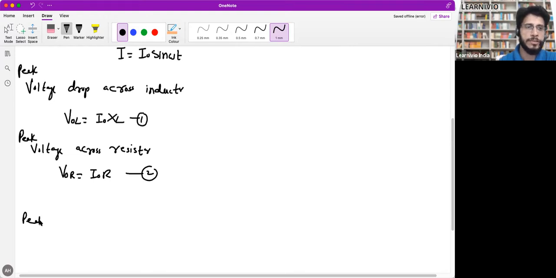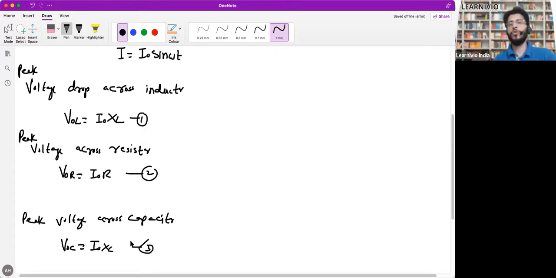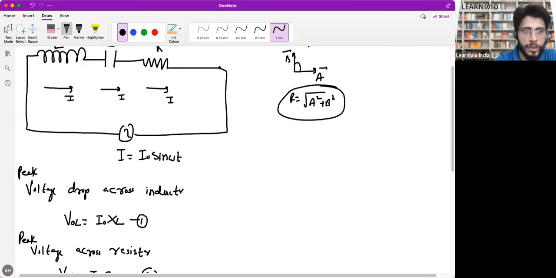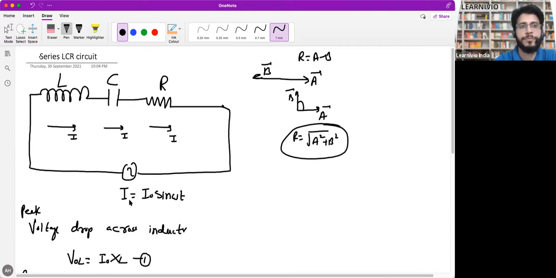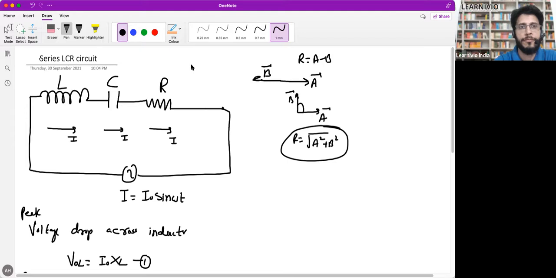Similarly, we can do it for the capacitor. Across the capacitor, we can write this as I naught XC. See, if you use Ohm's law, then voltage is I into R. For a resistor, it's IR. For an inductor, instead of R you use XL, so it should be I naught XL. For a capacitor, you need XC, so it will be I naught XC. So these are the voltage drops across the individual elements. Note it down, then we will see how we add all these voltages. For adding these voltages, we would be using a parallelogram.